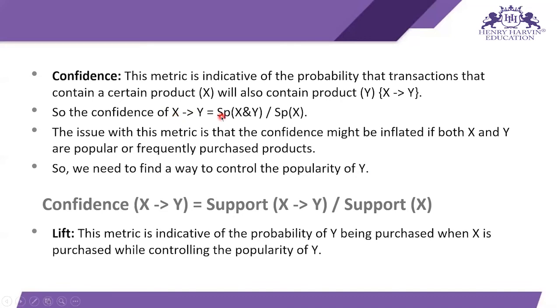The confidence of buying Y when you buy X is the support of X and Y divided by the support of X. The issue with this metric is that the confidence might be inflated if both X and Y are popular or frequently purchased products.